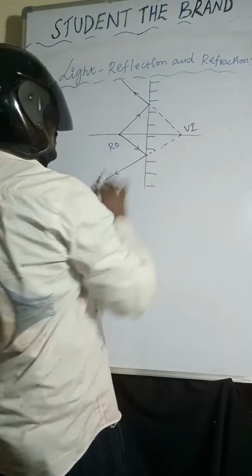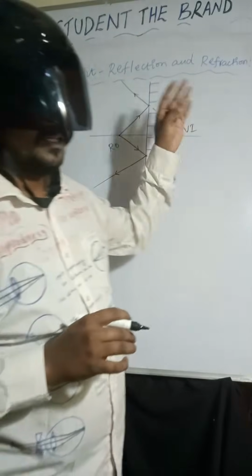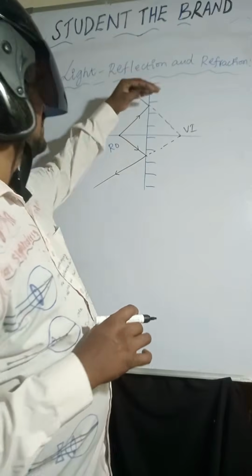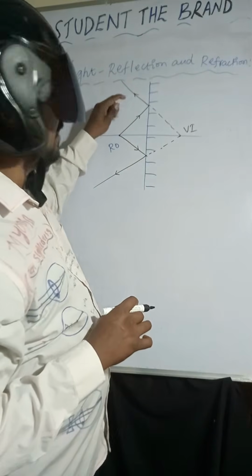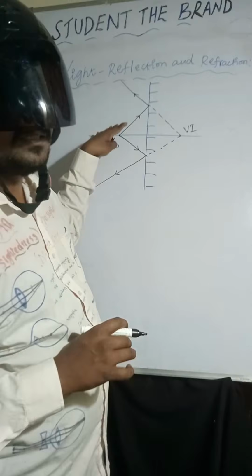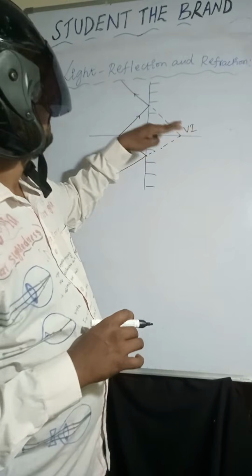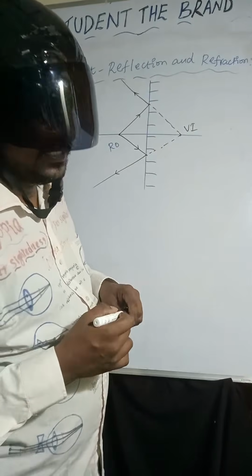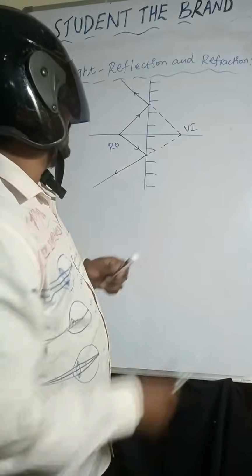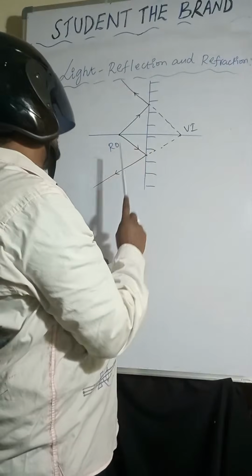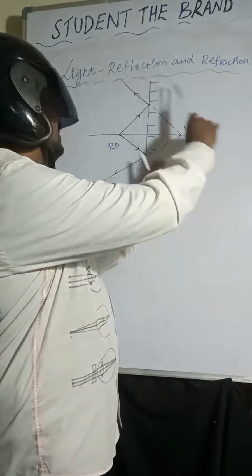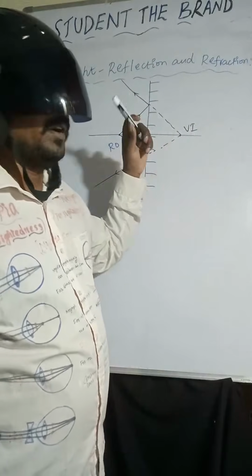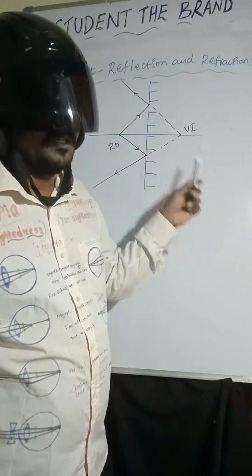Real object and virtual image. What is the difference? A real object is the point of intersection of incident light rays. Incident light rays are coming from this point, so that's why it is a real object. Coming to the virtual image: it is the point of intersection of extended reflected light rays. We extend these reflected light rays, they meet at one point, so their image is forming. That is a virtual image.